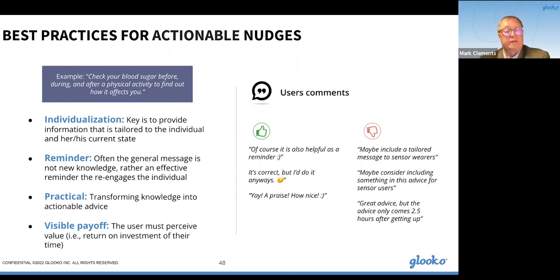Nudging should be practical. So there should be some actionable advice provided so that the user can step into action. And then, of course, there must be a visible payoff. So the user must, again, perceive that there is value to investing their time in this.